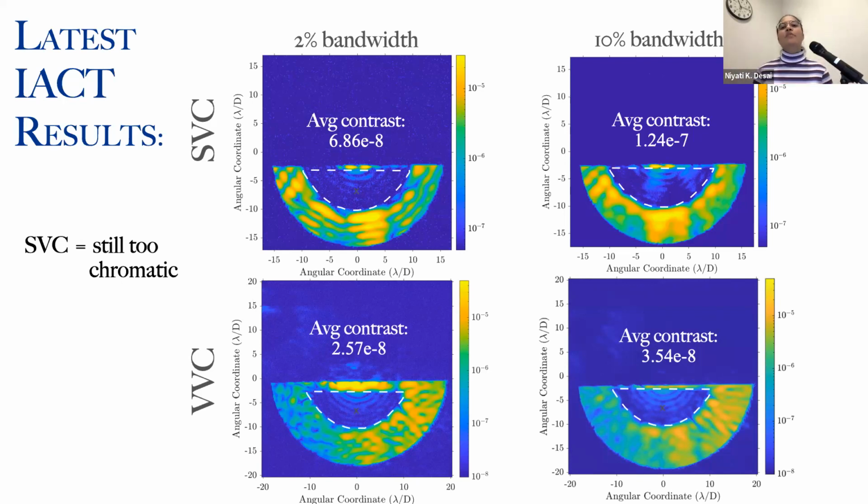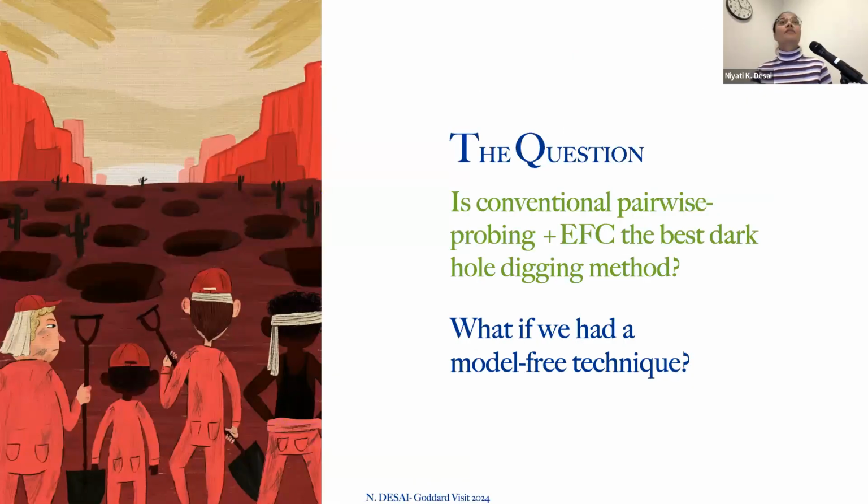But as soon as you jump to broadband, 10% even, not even 20, you immediately see a whole order of magnitude degrade when you're looking at this broadband performance. So right away, okay, we know the scalar vortex is too chromatic. We've got to address this. We've got to tackle that. What can we do?